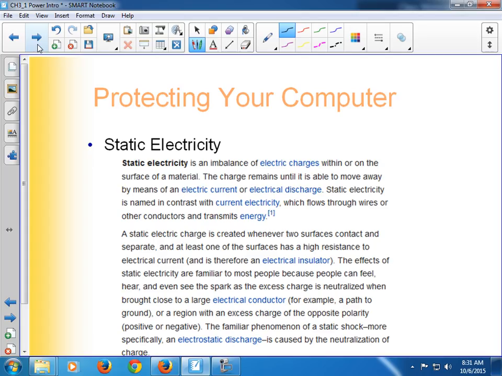So just like we can shock our little sisters, we can shock electrical components, and we can ruin them quite easily. Static electricity ruins more components than people ever even realize. It may have ruined this. I don't know. It's hard to say if it did or not.